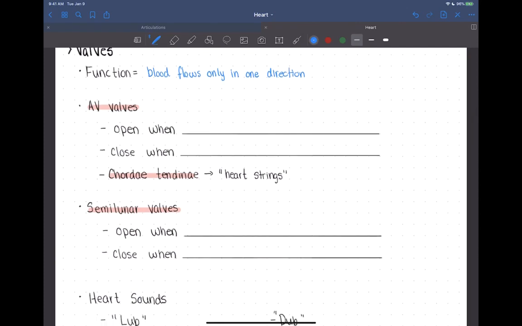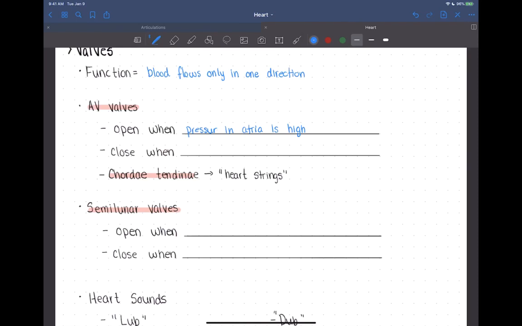Okay, and so our AV valves, so these are the valves between the atria and the ventricle. So that would be our tricuspid and our bicuspid valves. So the AV valves are going to open when the pressure in the atria is high. All right, so when we have a higher pressure in the atria than in the ventricles, those valves are going to open, allowing blood to move into the ventricles.